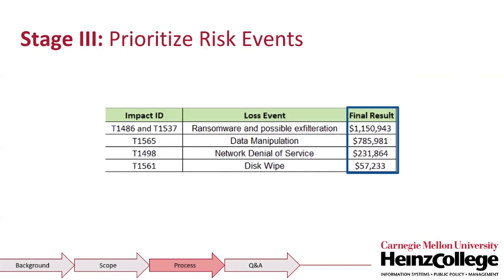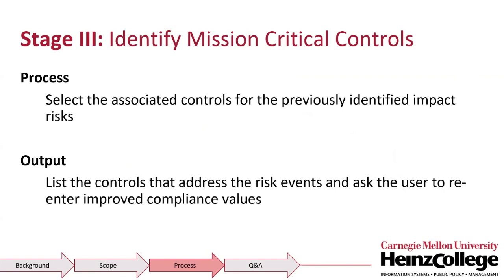In this case, for the example organization, the four highest impact risks were ransomware loss event, data manipulation, denial of service, and disk wipe, with their corresponding expected losses, as we can see here. Finally, once we have prioritized risks, we generate a limited list of controls that address most of the TTPs that compose the prioritized risks.